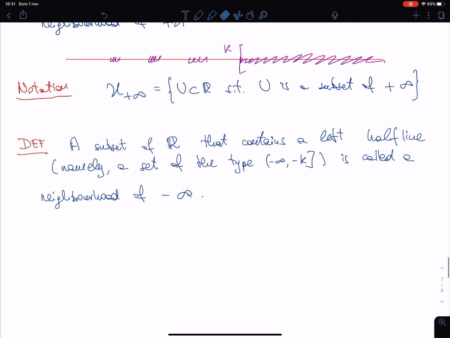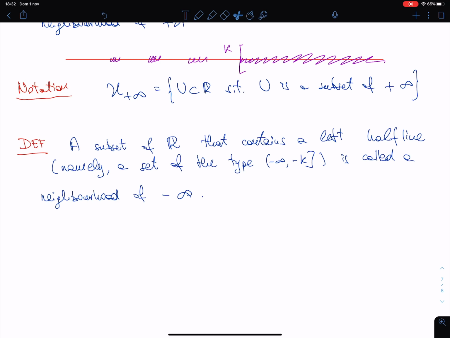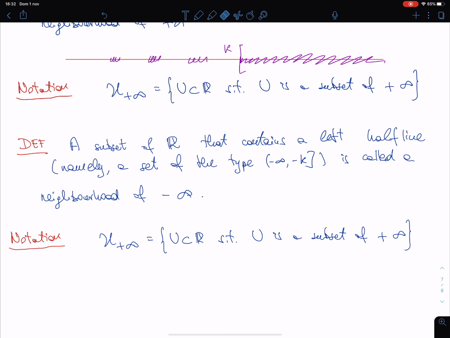And in a completely analogous way, we have the notation: U of minus infinity is the set of U in R such that U contains a left half-line of minus infinity. Okay?